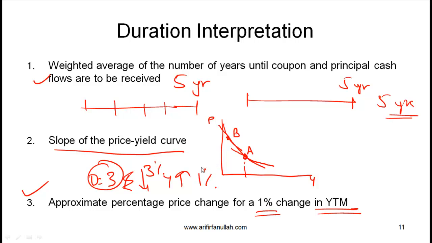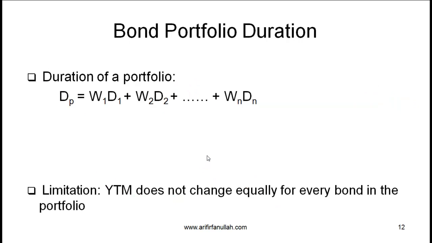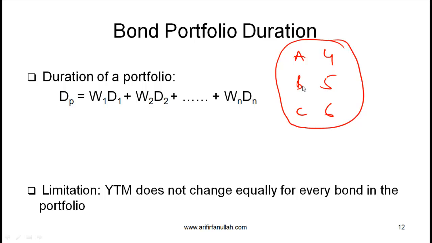So that's it in terms of the 3 interpretations of duration. Now let's talk about a bond portfolio duration, and this is very straightforward. Let's say that you have 3 bonds, A, B and C, and the duration of A is 4, the duration of B is 5, and the duration of C is 6. What is the duration of this overall portfolio?